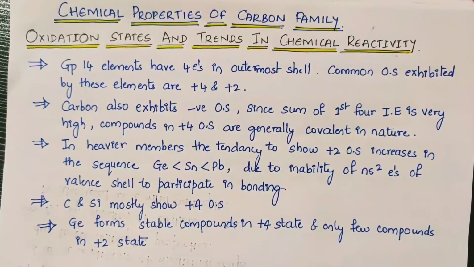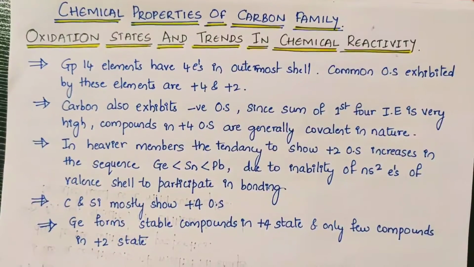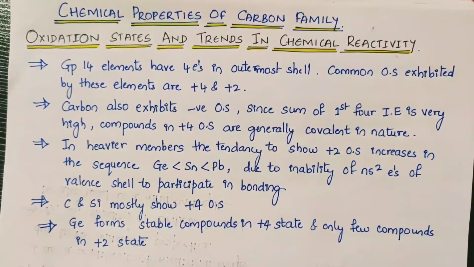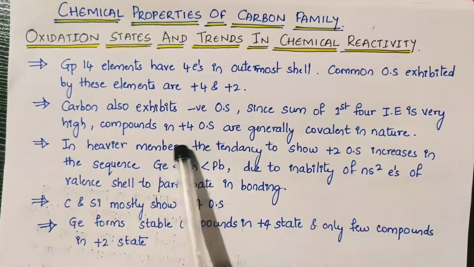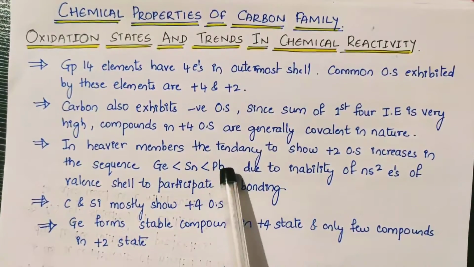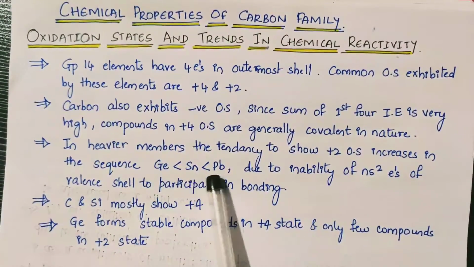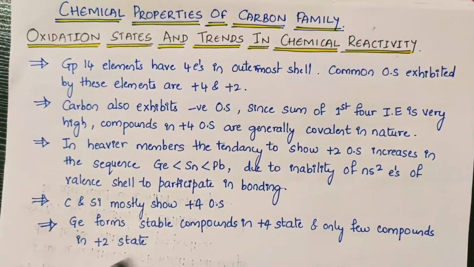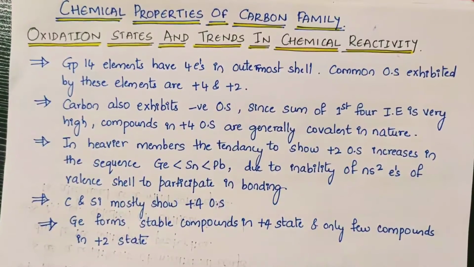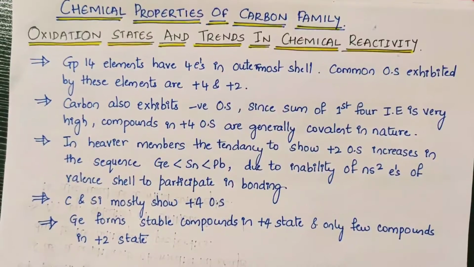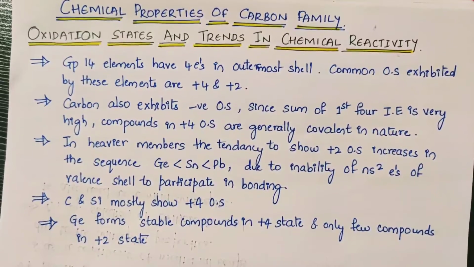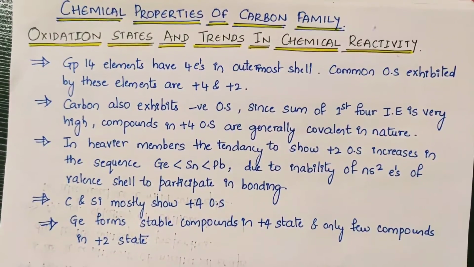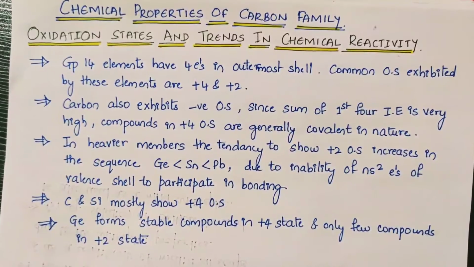When the inert pair effect becomes more prominent, the stability of the +4 oxidation state decreases, while that of the +2 oxidation state increases from germanium to lead. That's the reason the order is germanium, tin and lead. This is the order in which the stability of the +2 oxidation state increases, because of the inert pair effect. So whenever you move down the group, the tendency to form covalent compounds decreases, whereas the tendency to form ionic compounds increases.